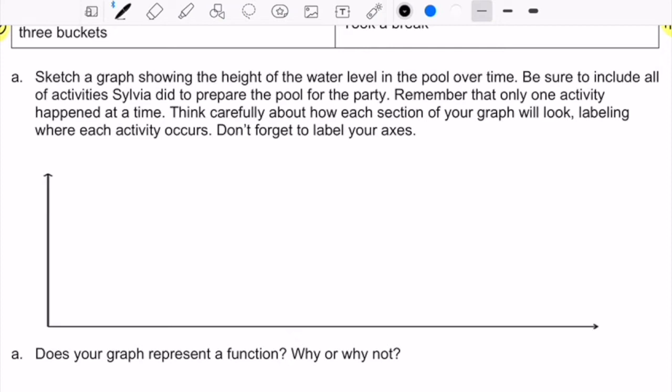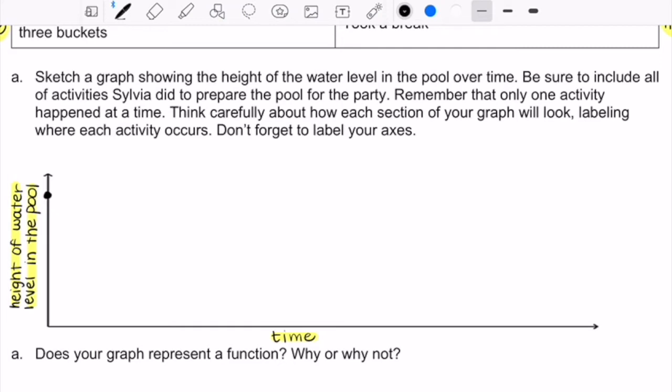So let's start with labeling our axes. So we'll let our x-axis represent time, and then our y-axis is going to represent the height of the water level in the pool. It's important to note that with this graph, we're not going to scale the axes, so we're not going to put numbers on them because this graph is going to just represent what's happening over time. The directions to the problem indicate that the pool starts out having water in it, and so we'll start our graph from over here on the y-axis.